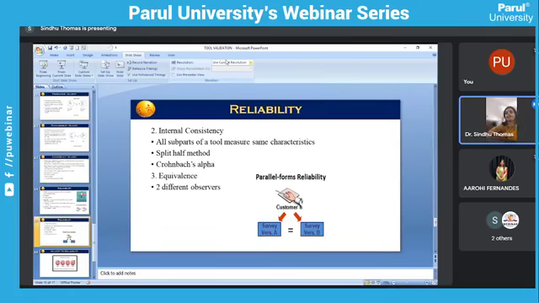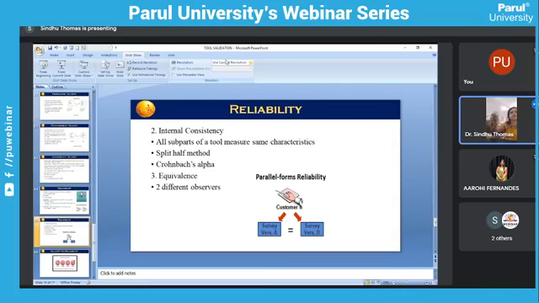The third aspect we need to understand is equivalence. Equivalence means two different observers will parallelly check a phenomenon with the tool that is developed. With this, we are able to relate the findings of observer number one and observer number two. This way we are able to identify the reliability of the tool.